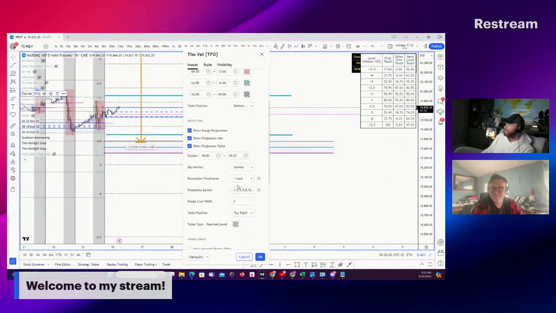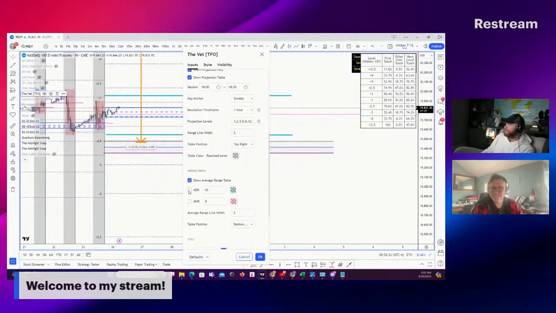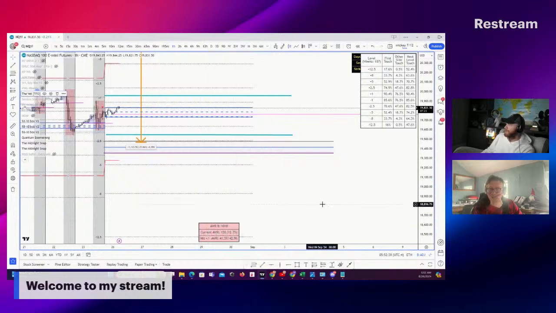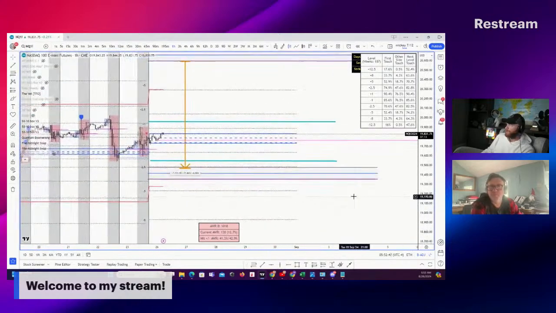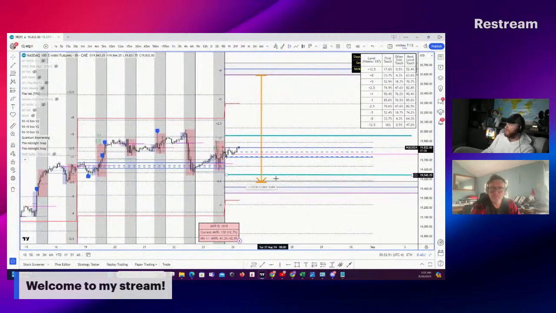However, if I put my average weekly ranges on, we can see over the last 8 weeks, the average weekly range was 1,018. We're currently at 12% of that. So we can see that the -2.5 has a 70% probability over the last 187 weeks of getting touched. We can see that the -8 has a 33%, right?